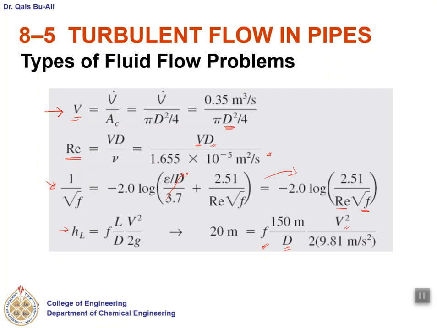So how many unknowns do I have? V is one unknown, D is another unknown, Re is unknown, f is unknown, and I believe that's it. So V, D, Re, and f, and I have four equations. So I have four equations and four unknowns, and you can solve those equations using software, for example MATLAB or Excel, using Goal Seek, etc. Any approach can be used to solve those equations.